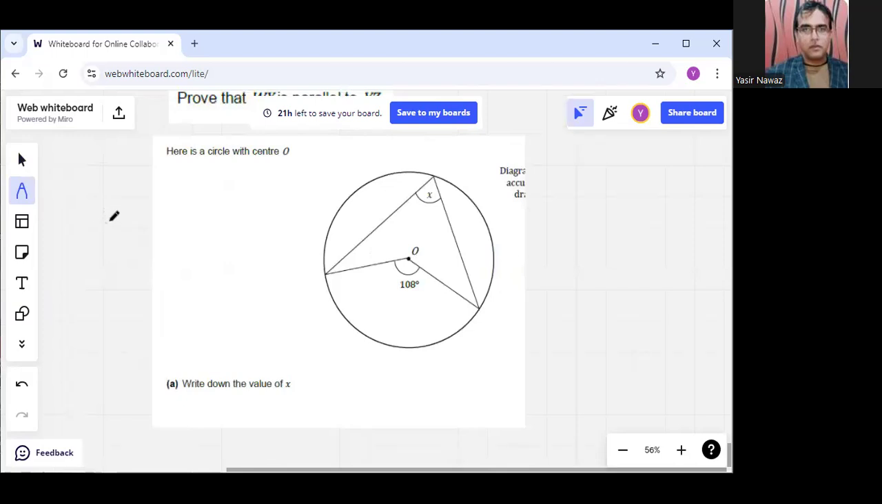So here is a circle with center O. It's simple, I think, because the angle at the circumference and the angle at the center, this angle is two times that angle. So if you do 108 divided by 2, you will get that angle. According to the theorem, 108 divided by 2 would be 54. It says write down the value of x, so angle x is 54.